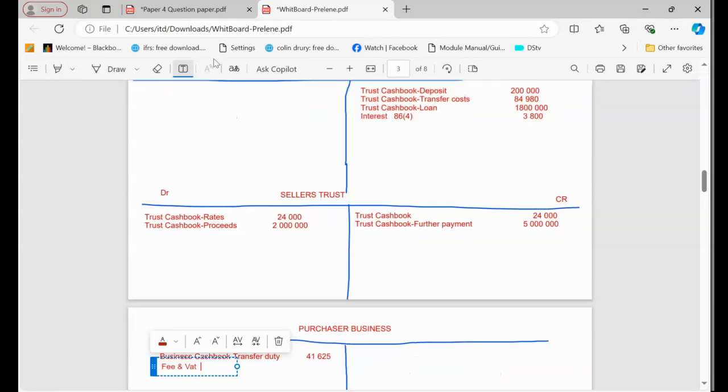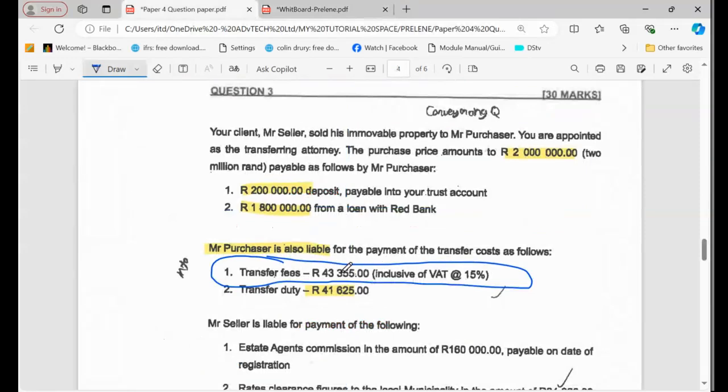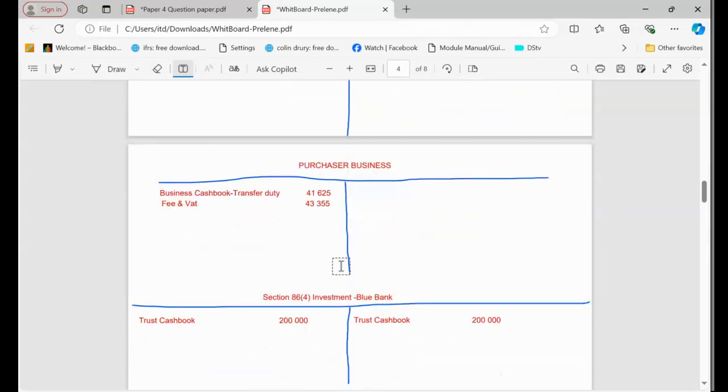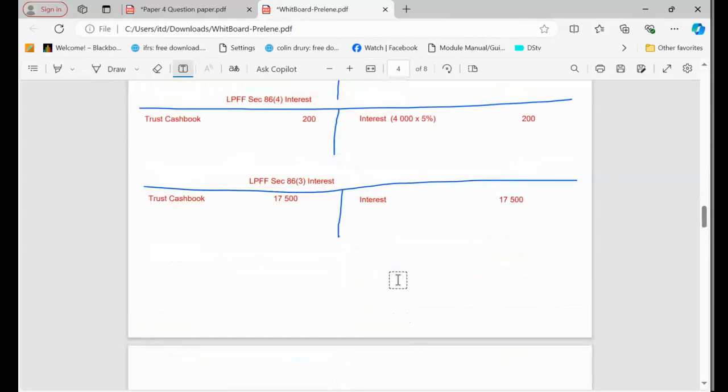They did tell us about the amount. They said it's including VAT already. Can you see they even told us that it's including VAT? Yes, 43355. So I don't have to worry about calculating VAT here. Does that make sense? Now I must calculate VAT and fee separately so that I can know how much I must transfer to the fee. So now I must open the fee account.